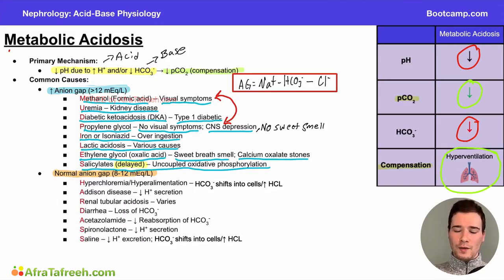So that's what we have for our elevated anion gap metabolic acidosis, and you can see that the memory aid here that's most commonly used is MUDPILES. Now we're going to move on to a normal anion gap, or sometimes called a non-anion gap, and the memory aid we use for that is HARDASS.